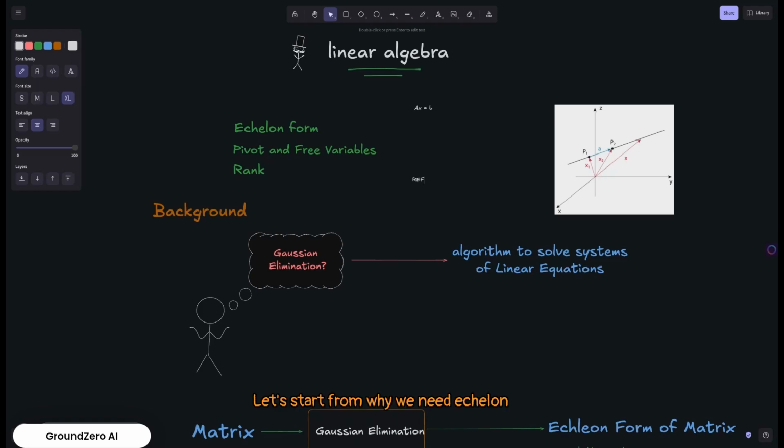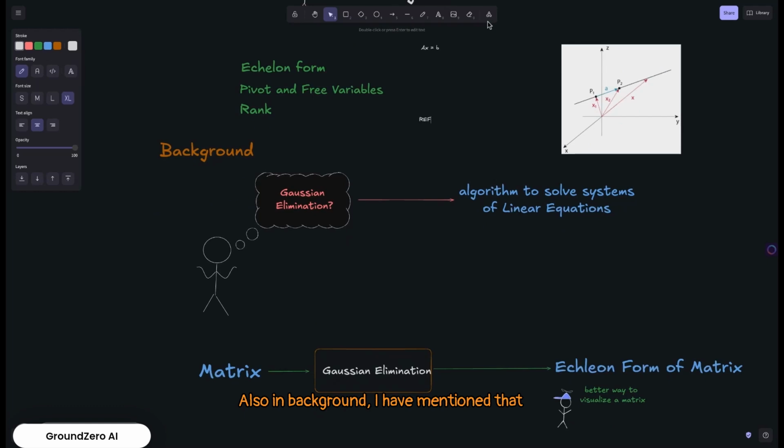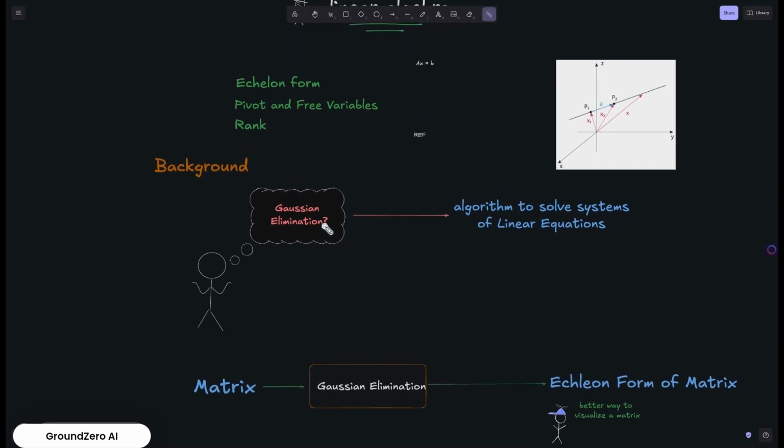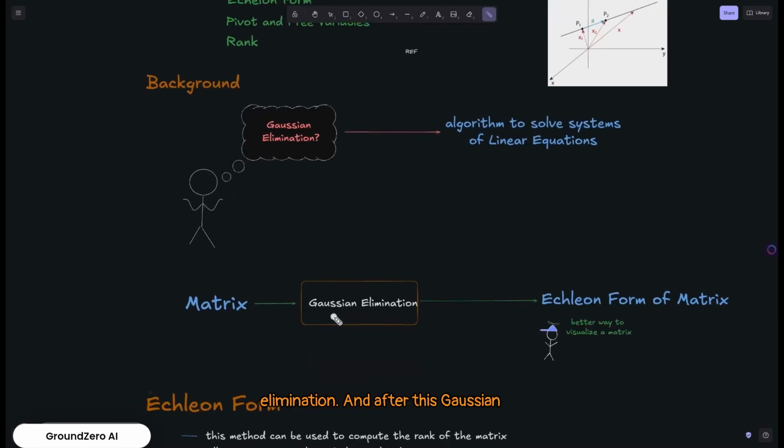So let's start from why we need echelon form, right? The first thing is that it is much simpler to see solutions with it, and it provides clarity on linear dependencies. Also, in the background, I have mentioned that we studied Gaussian elimination in the last lecture, right? So what was Gaussian elimination about? It's an algorithm to solve a system of linear equations, where we do some operations to reduce the matrix to a form. After this Gaussian elimination, the echelon form of the matrix is achieved.